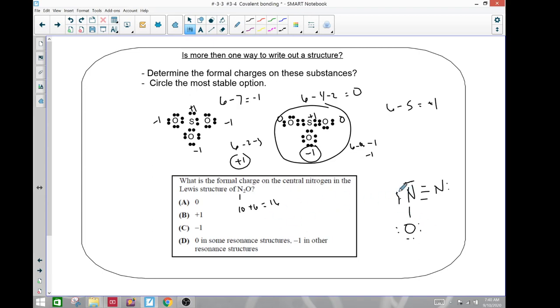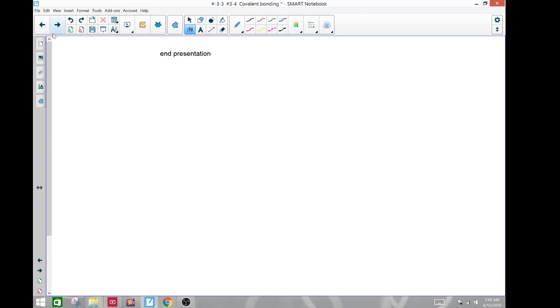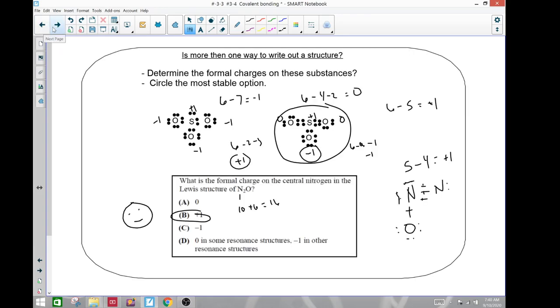So the central atom of nitrogen is going to be 5 valence electrons minus 1, 2, 3, 4. 1, 1, 1, 1. Minus 4 would be +1, and therefore this is my answer. That's a really good multi-step problem, kind of put yourself in a challenging situation. All right, so just a little heads up for you, give that a whirl. Thank you.